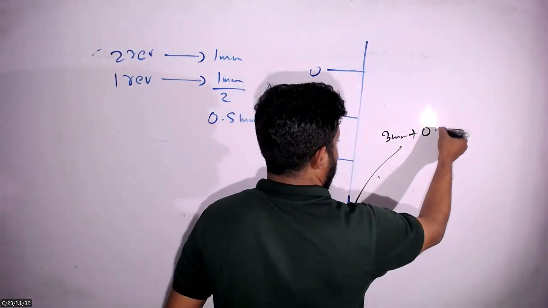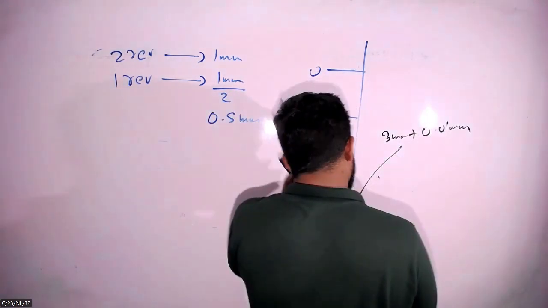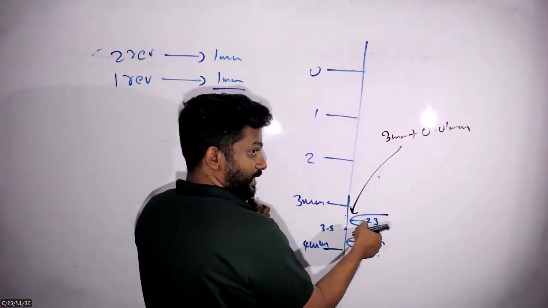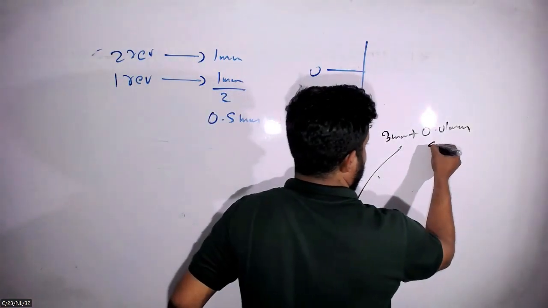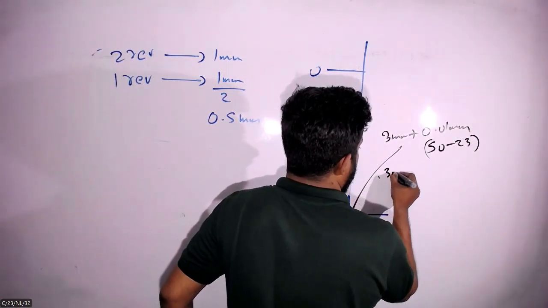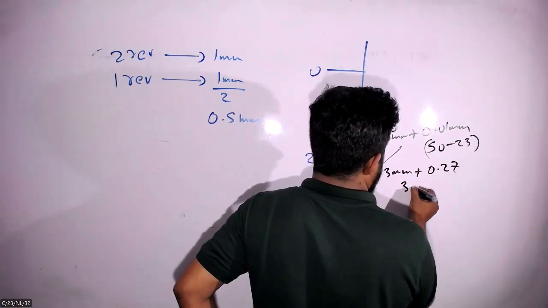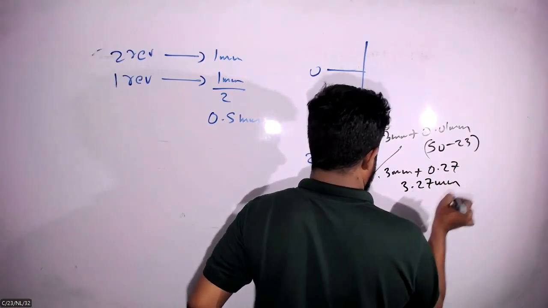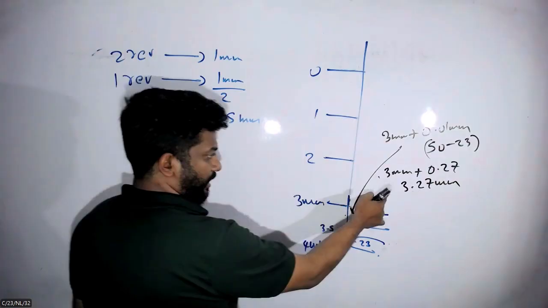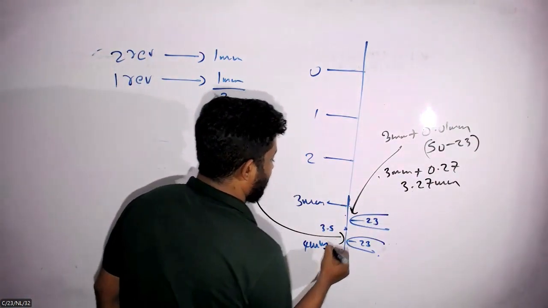The second point is this one is a below 0 reading. Therefore, you need to deduct this division from the total number of circular scale division. ඒක මතක තියෙන්න ඕන හොඳද? Then the answer is 3 millimeter plus 0.27, 3.27 millimeter. This one is not given. Therefore, you need to consider the second reading.